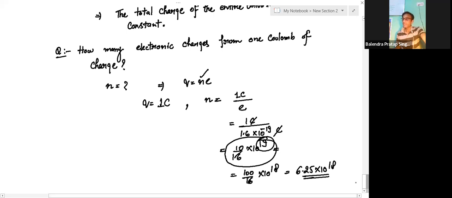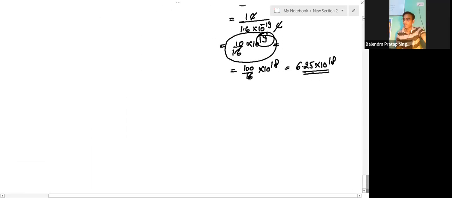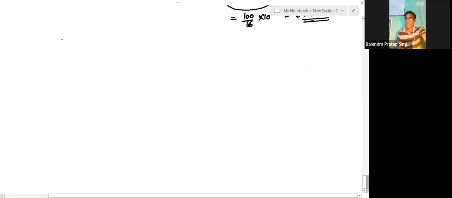Okay, next question. Is it clear now, or does anyone have any doubt? Is it clear to all of you? It's a very easy question. Okay. So next question, try to solve this question. The next question is related to calculating the charge on an alpha particle.